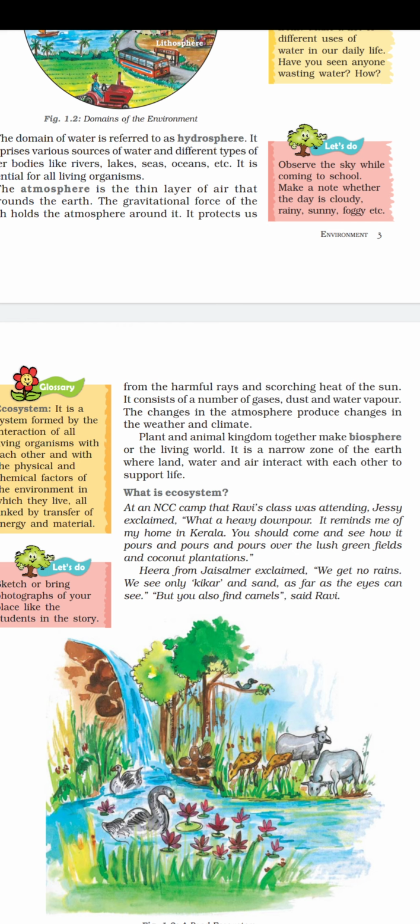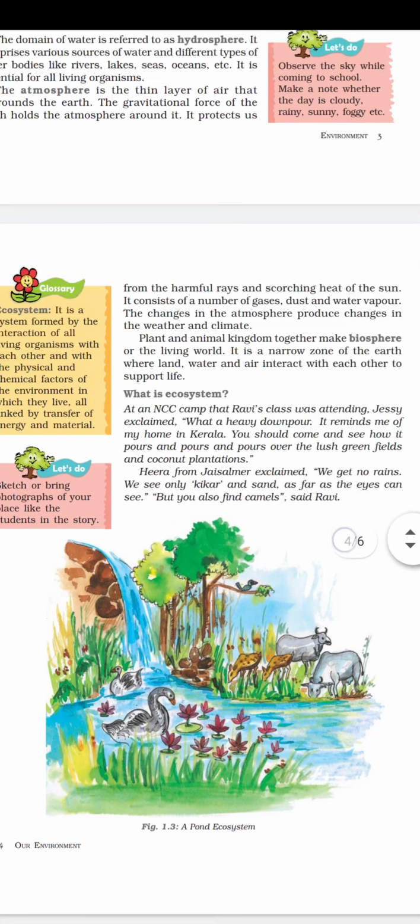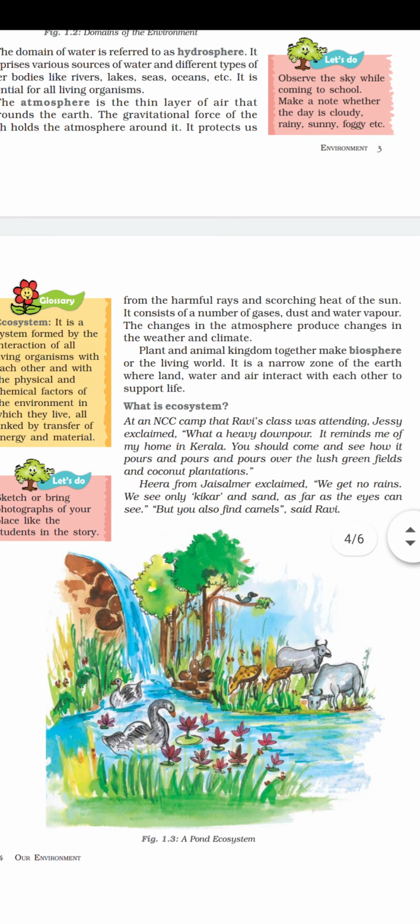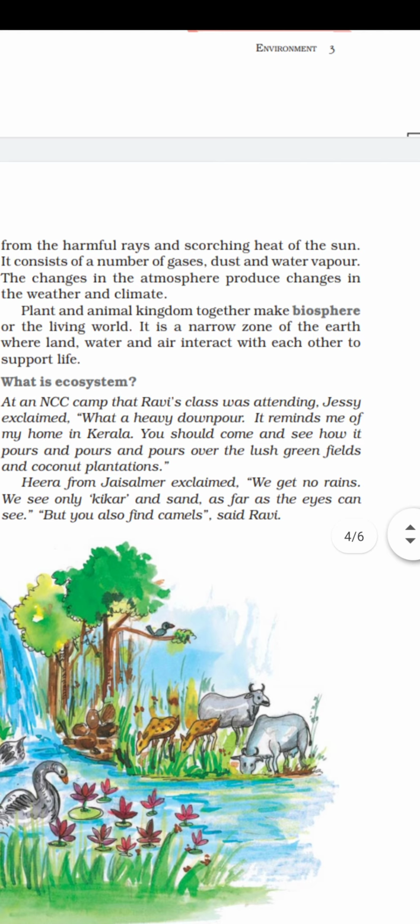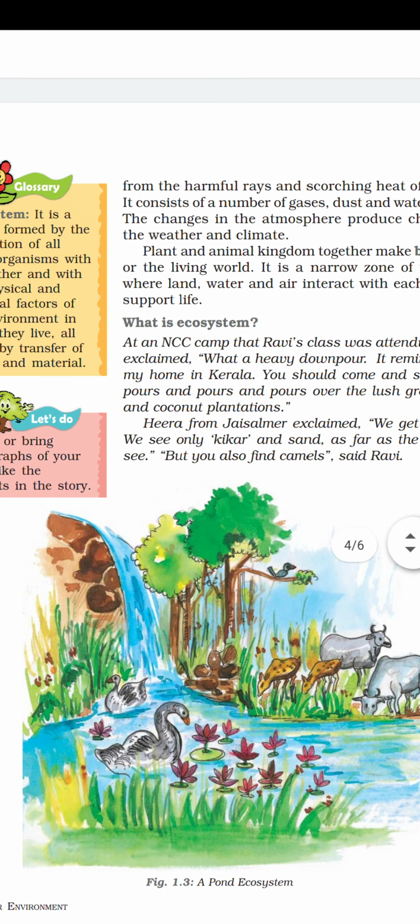This biosphere is not a broad zone, it's a narrow zone, where land, water and air interact with each other. Why do they interact? To support life. The place where these three interact, only there does life exist. If any one of them is absent, life is not possible on the earth. Here you can see a nice picture in the textbook, a pond ecosystem. Tomorrow in our class we are going to revise this pond ecosystem. Fine. Thank you, children.